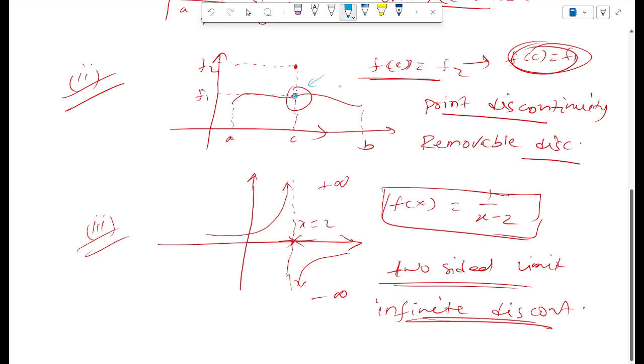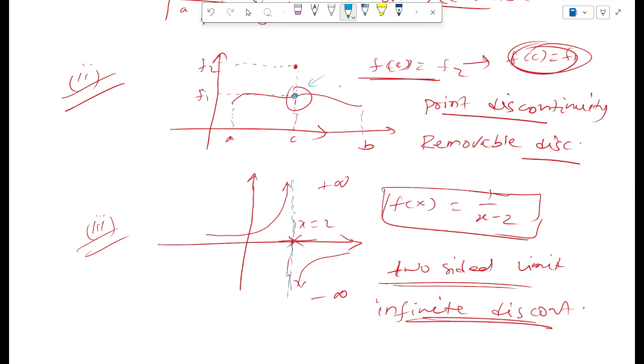Here we have a vertical asymptote. Asymptote means a tangent at infinity. Tangent at infinity for a graph is called an asymptote. So at x equal to 2, we have an asymptote for this graph. And one side of the asymptote is reaching the positive side of infinity, and the other side is reaching the negative side of infinity.